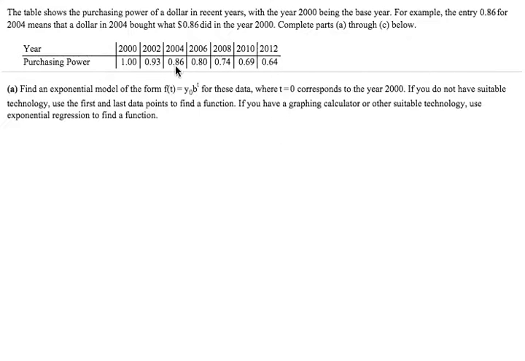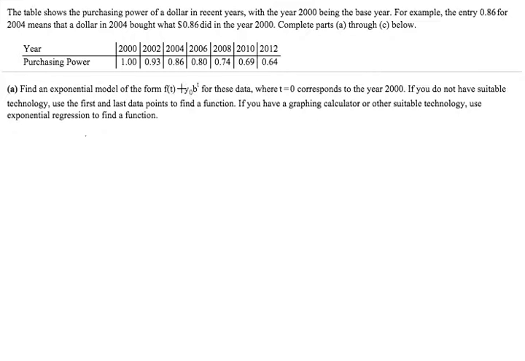So in this problem, we want to find an exponential model for this data. Now, it mentions regression, but we don't need to do that to find the model in this case. So I'm going to find a model of the form f of t equals y naught times b to the t. Y naught is the initial y value, or what you get when t is 0, because b to the 0 is 1 when you plug in 0 for t.